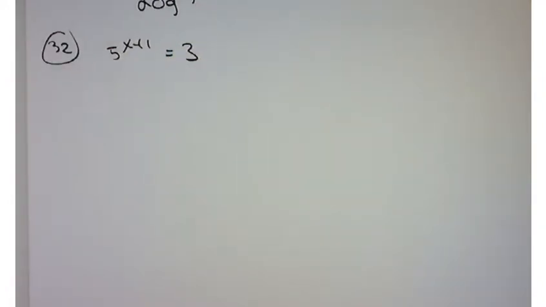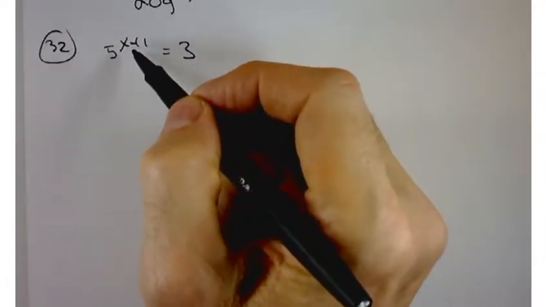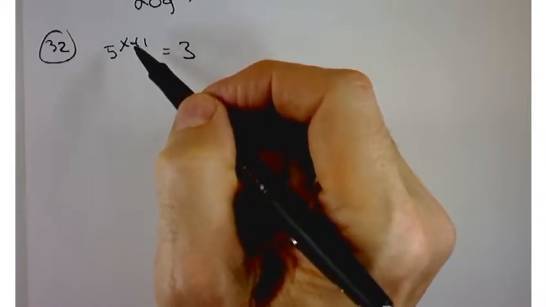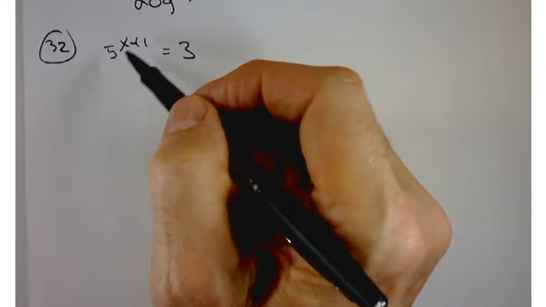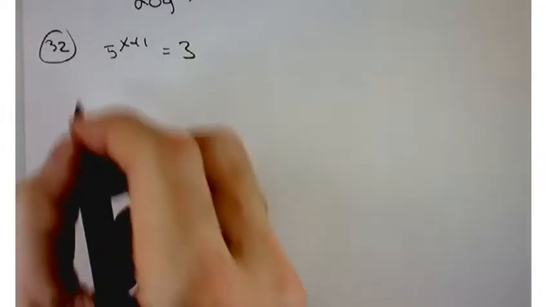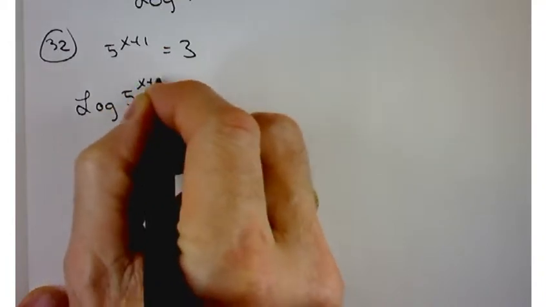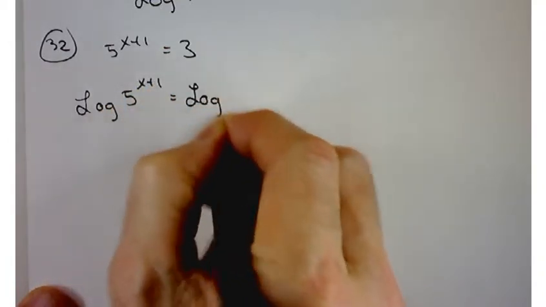All right. So let's take a look at problem number 32. Kind of the same thing going on here that we had with the previous one. You've got a variable in the exponent. And when you do have something like this, that's an exponential equation. You're probably going to have to deal with logs to solve that. So if I take the log on both sides, log of 5 to the x plus 1 equals log of 3.